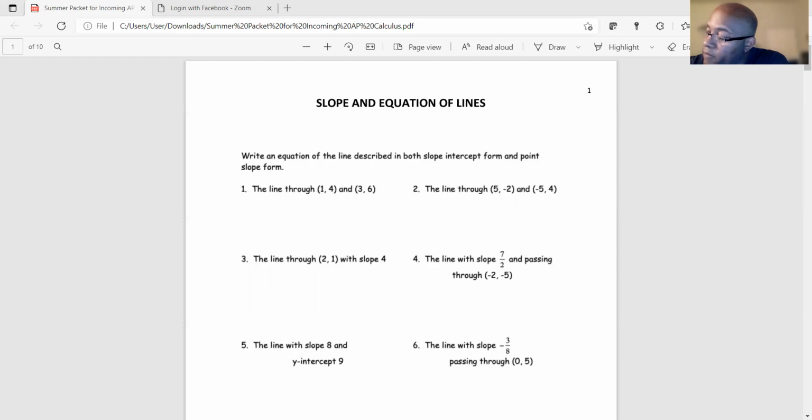So remember, slope-intercept form is y equals mx plus b, and point-slope form is y minus y1 equals m times x minus x1. So this is slope-intercept form, and this is point-slope form. The first thing we're going to do is find m, which is the slope. Remember, m is equal to y2 minus y1 over x2 minus x1. So we have to find the slope first. Let's go ahead and get started.